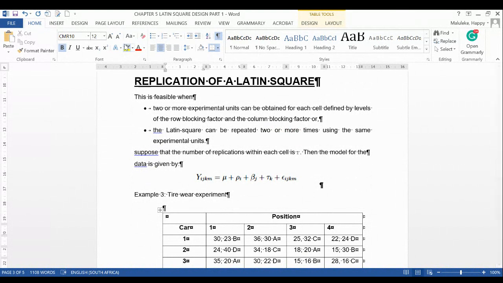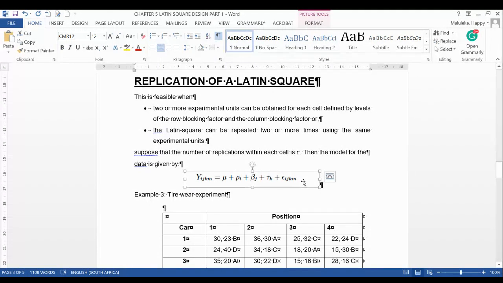How will you see that the Latin square is replicated? In each and every cell, you'll have more than one value. That's how you see that there's a replication in the design. But the model won't change. The only thing that we added there is what, guys? What is the difference between this model of replicated Latin square design and the normal Latin square design? Can you notice the difference?